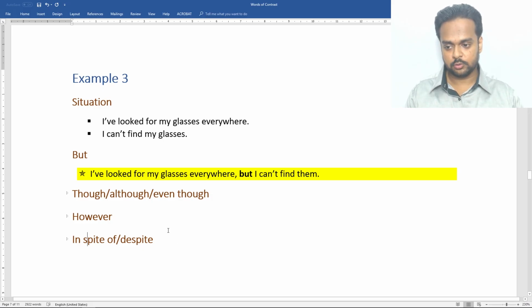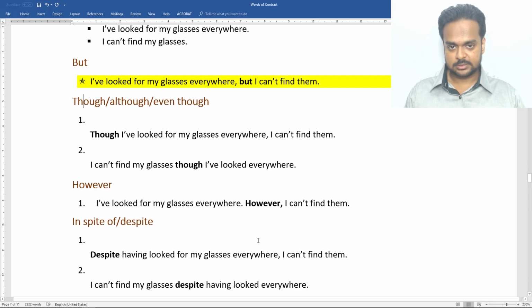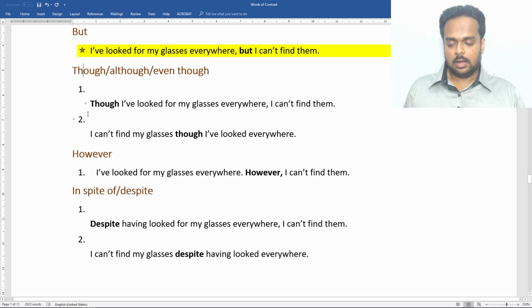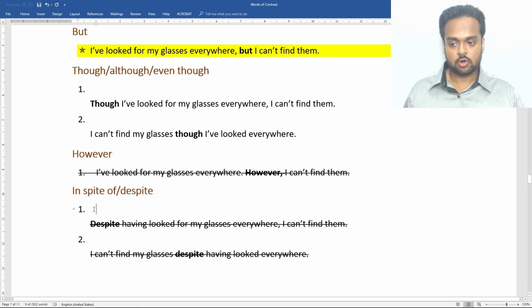Now, I will show you the others, but I'm not going to read them out. I'm going to make some comments though. If you're going to use though, although, or even though, the word though works best because it's more informal and conversational. But these two, however, and despite and in spite of, they sound very unnatural, so I'm actually going to strike them out. They are grammatically correct, but we would never say these in conversation, so you don't want to go and talk like this.